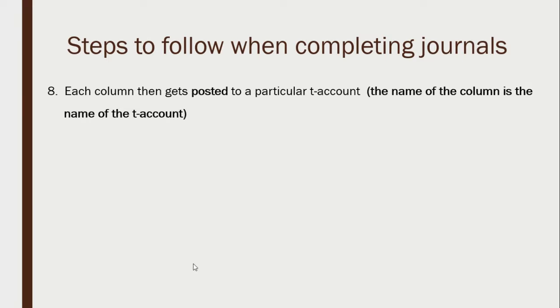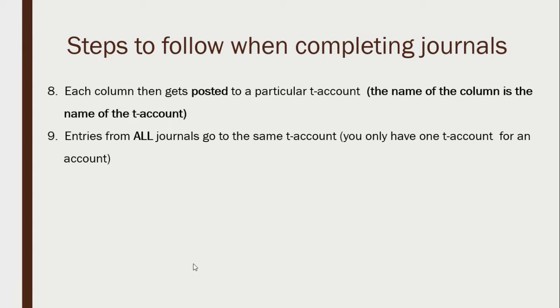Okay, number 8. Each column then gets posted to a particular T account. The name of that T account is either the name of the column or the name of the T account that you've listed under the sundry details. What you should remember is there can be multiple amounts in one general ledger account from different journals. So all the journals will go to the same T account. You only have one T account for a specific account.